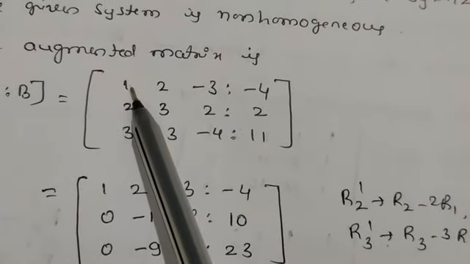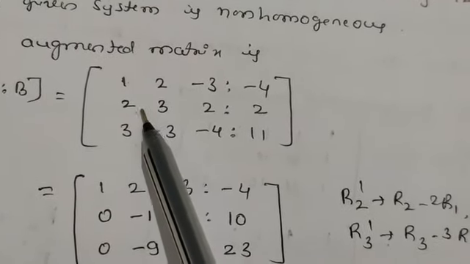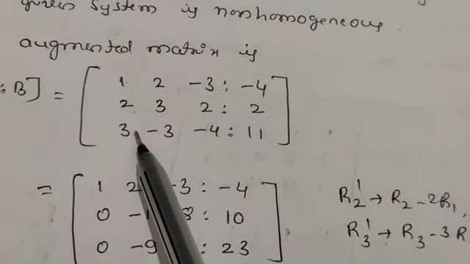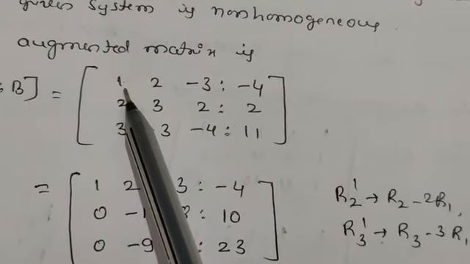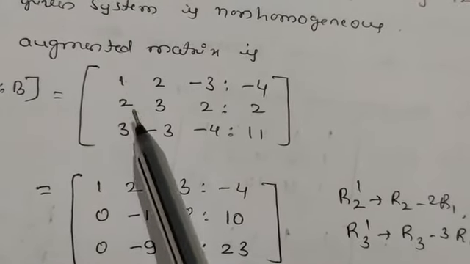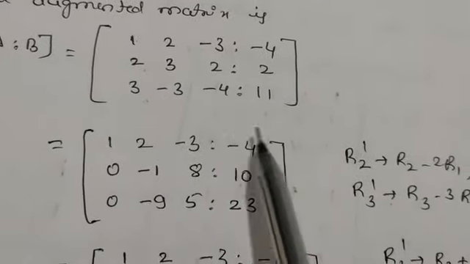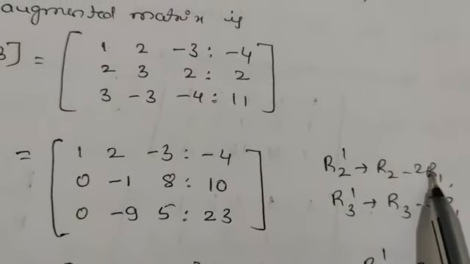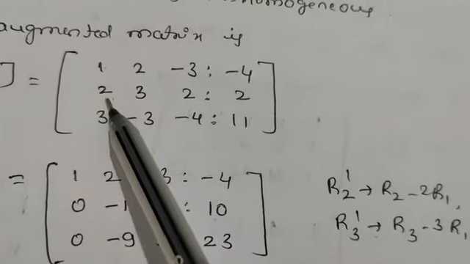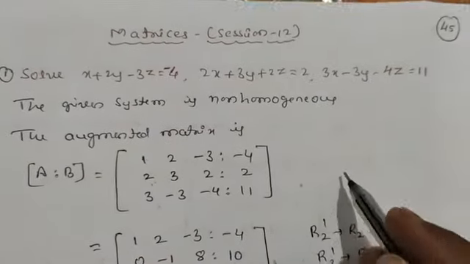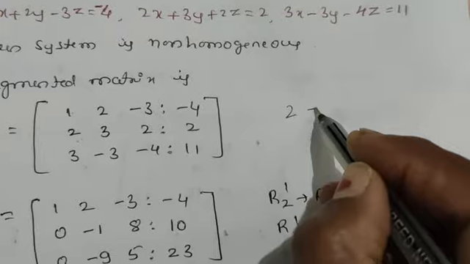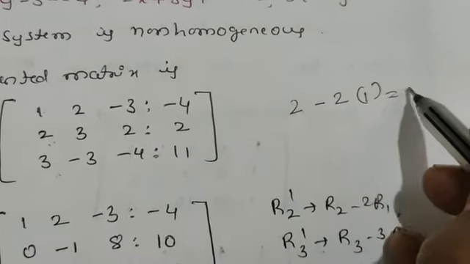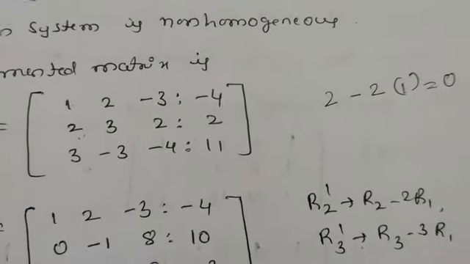2 into 1 becomes 2, 2 minus 2 becomes 0. Therefore R2 changes to R2 minus 2 times R1 and R3 changes to R3 minus 3 times R1, because here we have 1. So 3 minus 3 becomes 0. First row you write as it is. Second row, we are changing the second row: R2 changes to R2 minus 2 R1. The first element is 2 minus 2 times R1. R1 is 1, so 2 minus 2 is 0. The first element is 0.